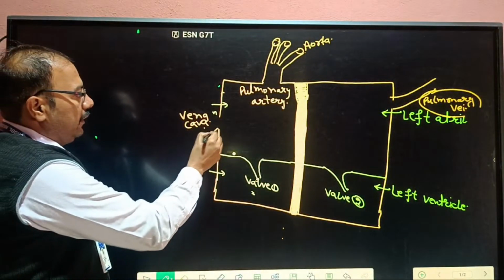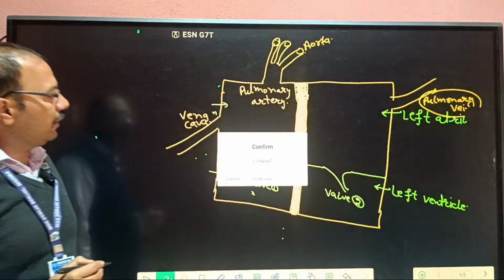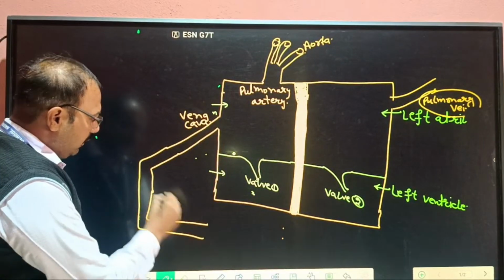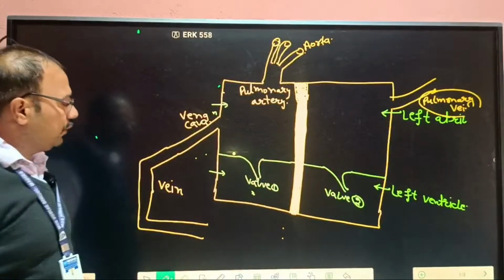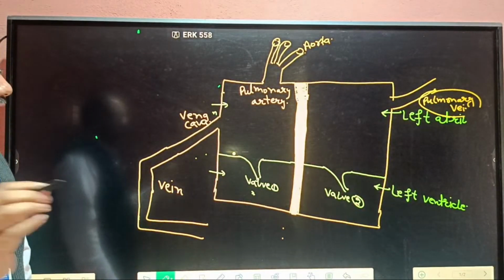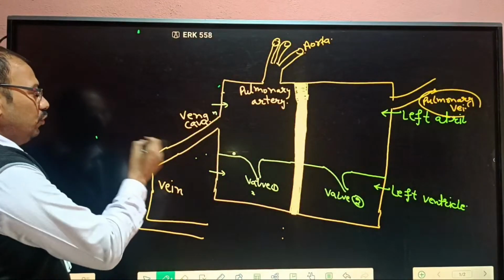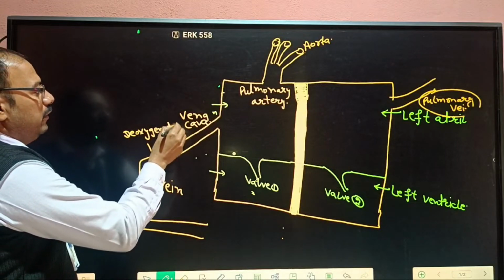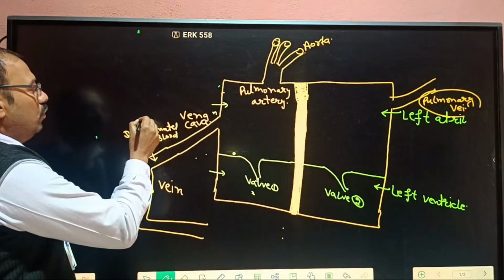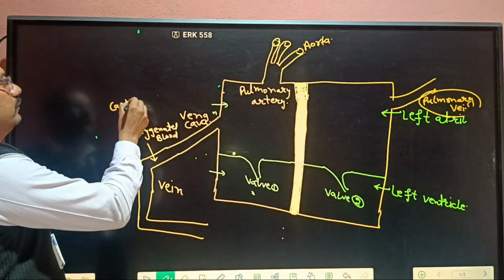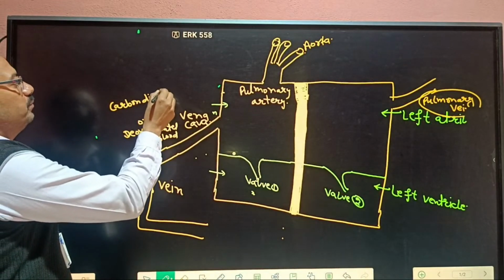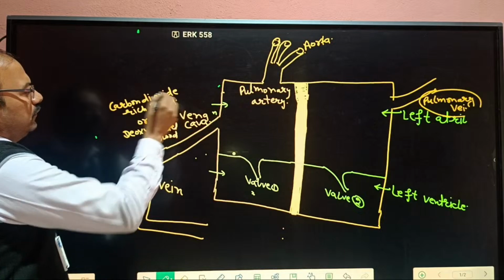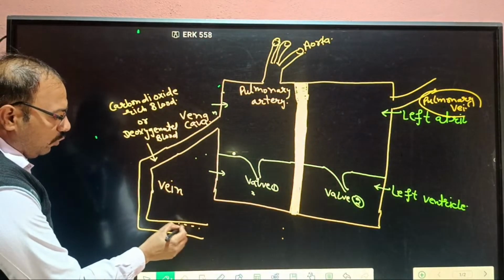So first, for example, here is a tube. That tube is known as the vein. So we write here, this is the vein. These veins contain carbon dioxide-rich blood, which is known as deoxygenated blood, or we write carbon dioxide-rich blood. Okay, so this blood comes from different parts of the body.